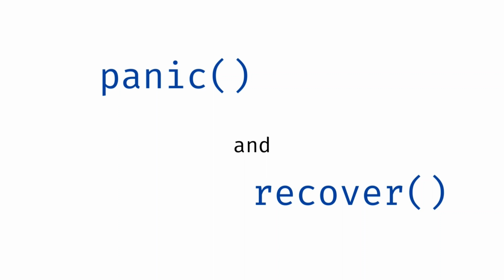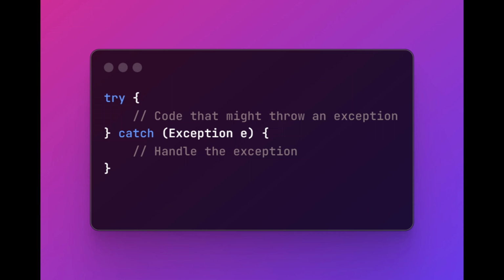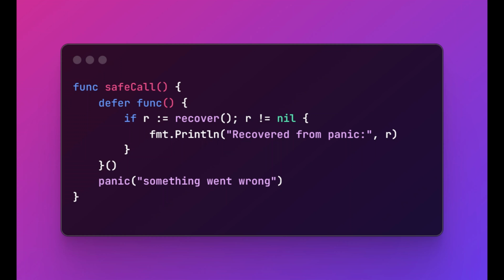In this video, we will learn error handling in Go, focusing on panic and recover. In languages like Java and C#, error handling is primarily managed through the try-catch mechanism. When an error occurs within a try block, the catch block catches it, allowing the program to handle the error gracefully. This approach provides a clear structure for handling exceptions and ensures that your application can respond to errors without crashing. Go takes a different approach.